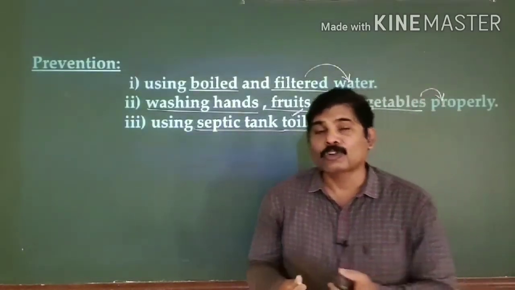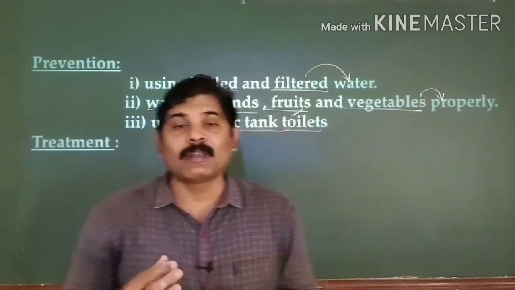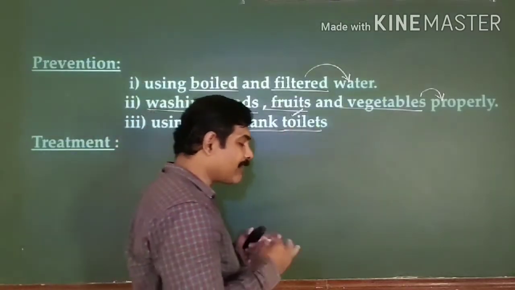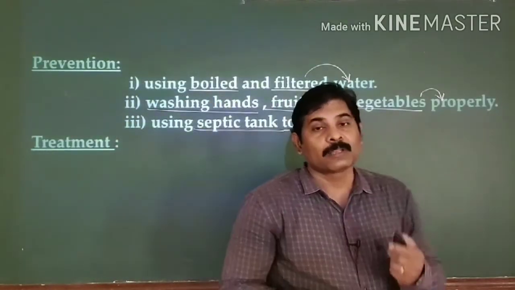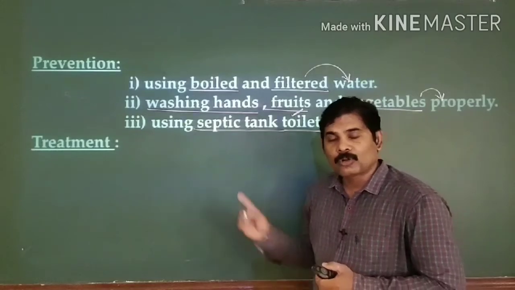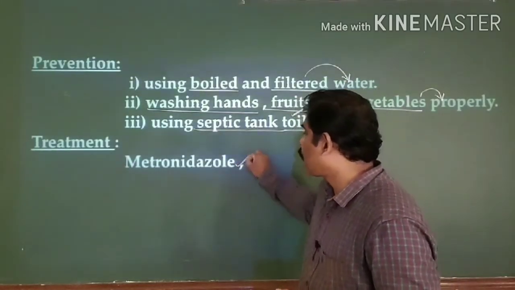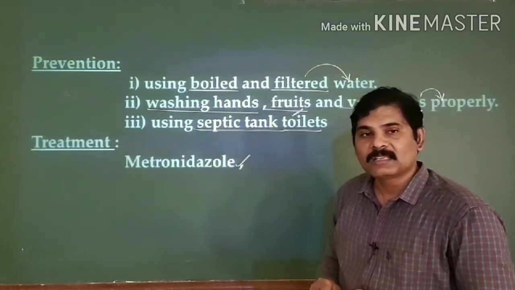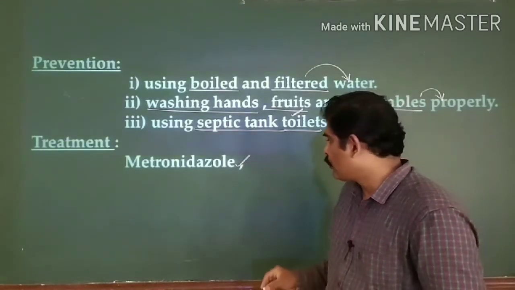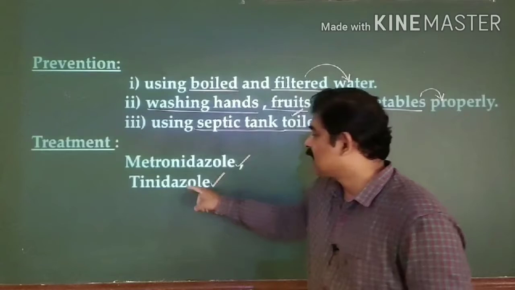Right. Then unfortunately, if you get this disease, what will be the treatment for this, or the drugs that are available to us? The two types of drugs that we use in order to treat this disease. One is metronidazole. Thereafter tinidazole is the second one.